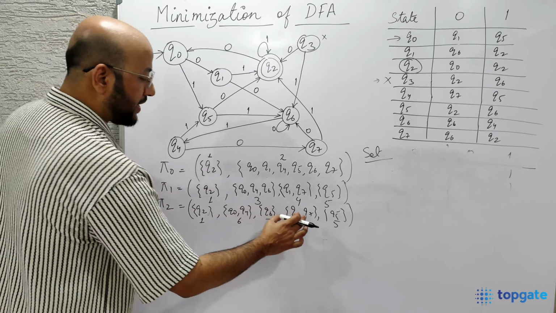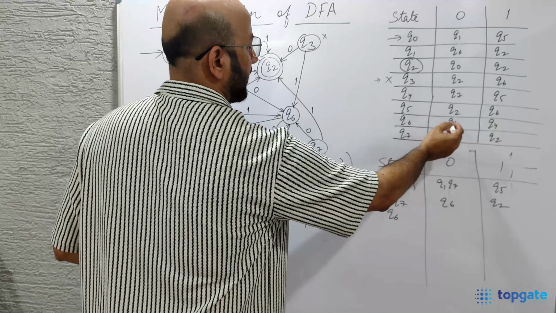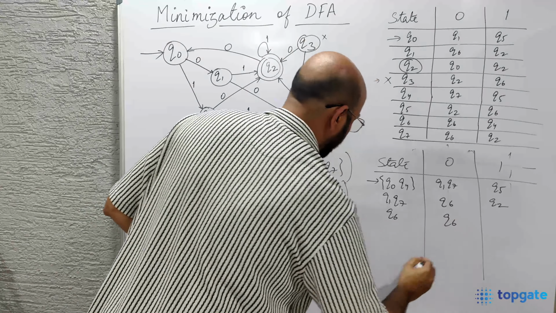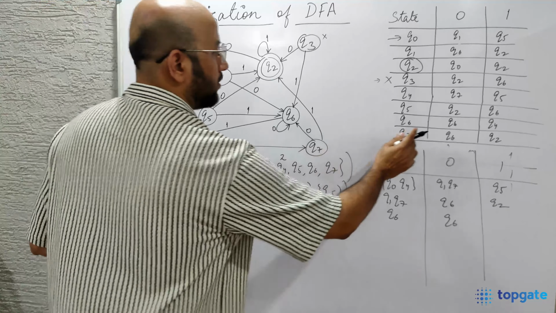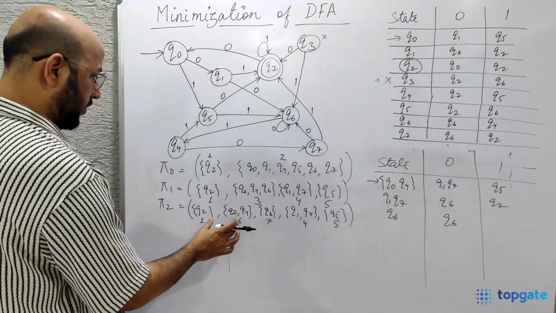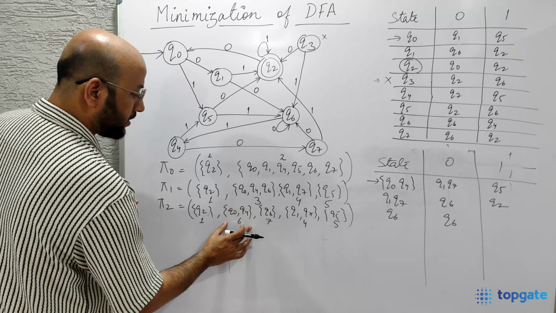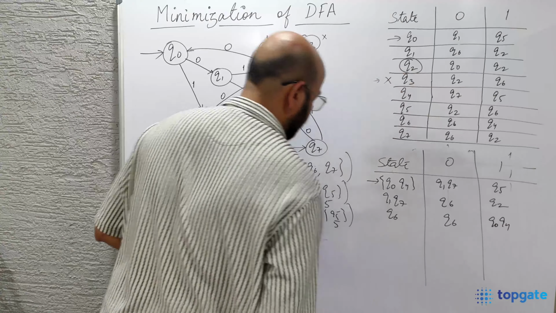Done? Next one I'll take is, say, Q6. Now for Q6, what are you getting? For Q6 I'm getting Q6. Q6 is here, so I'll simply write Q6 here. And I'm getting Q4. If you see, there is no Q4. Q4 is merged with Q0. So instead of writing Q4 here, I'll write Q0, Q4 here.